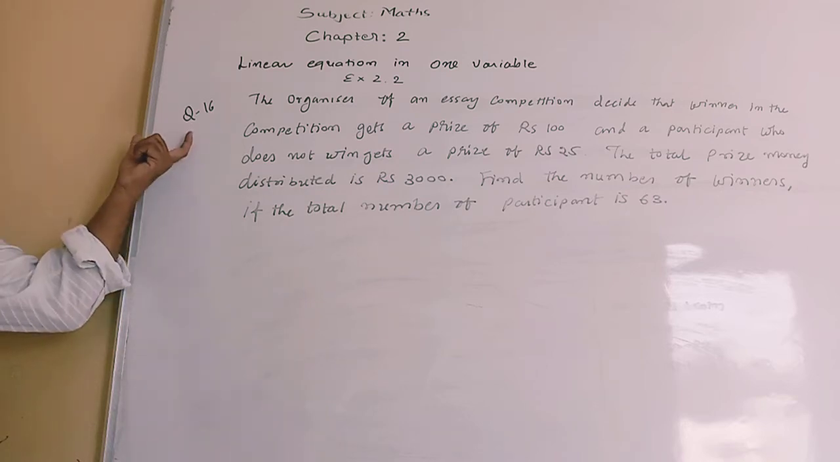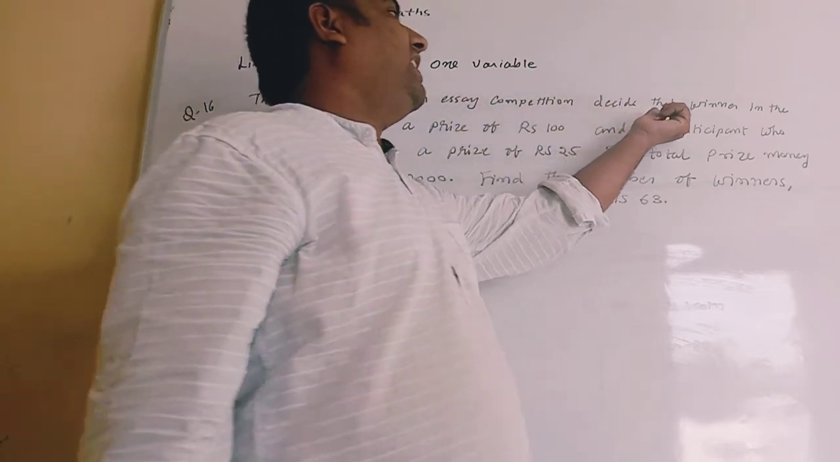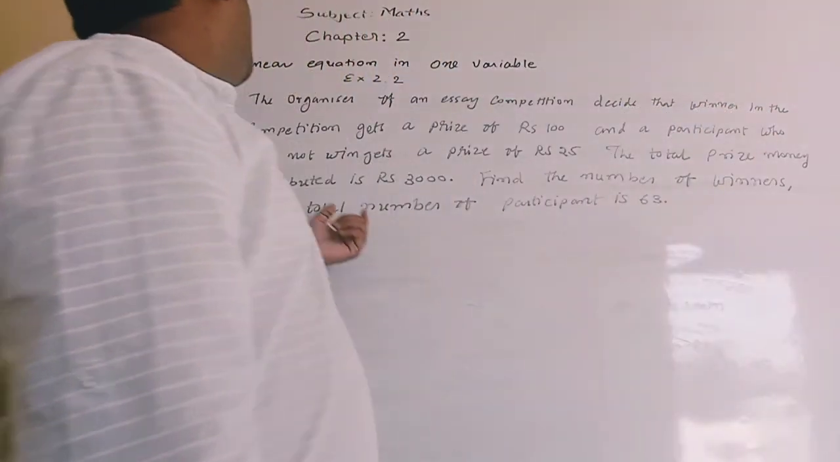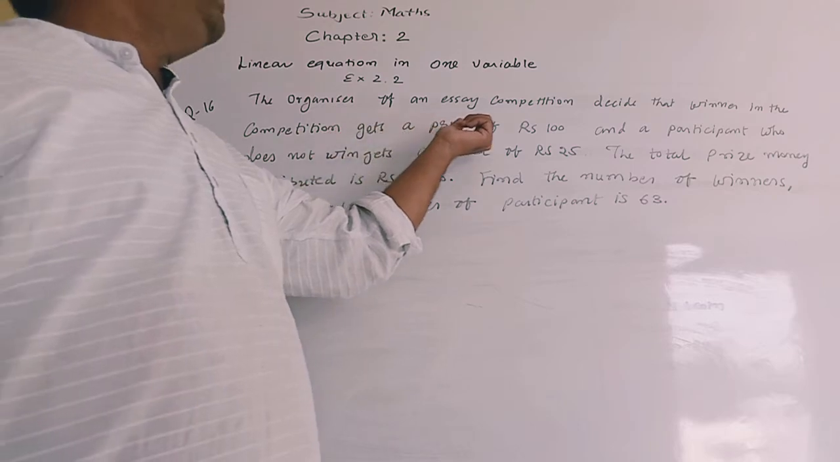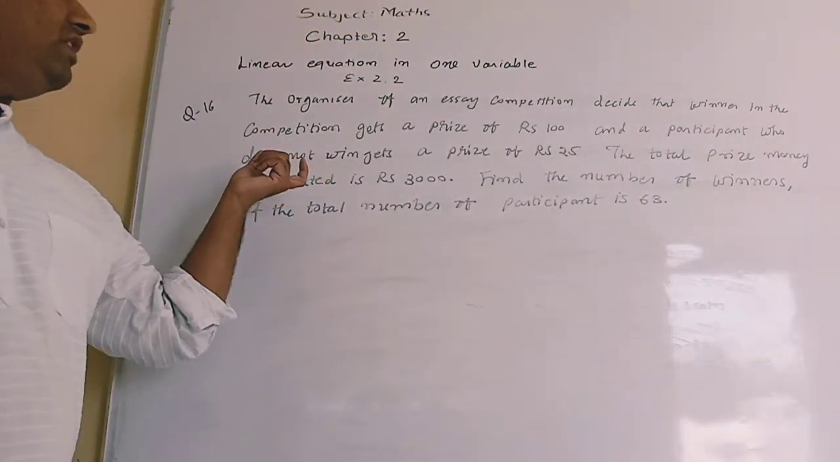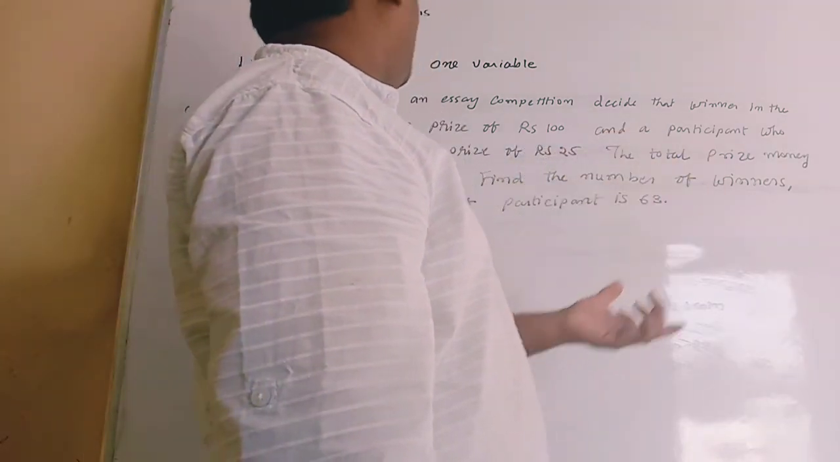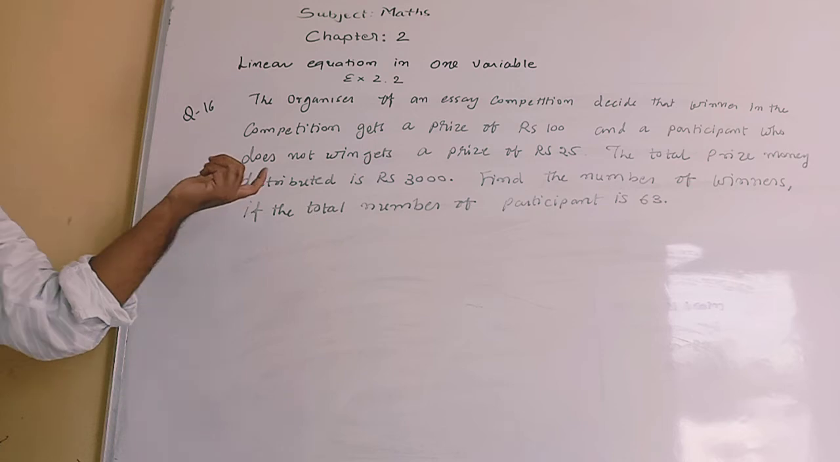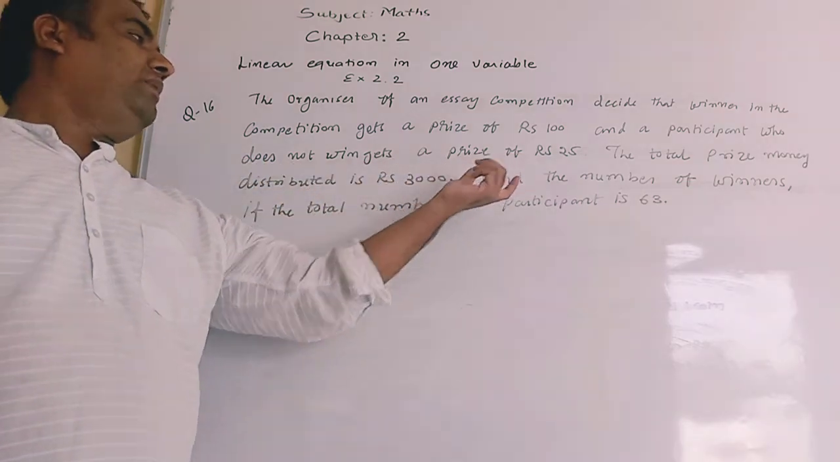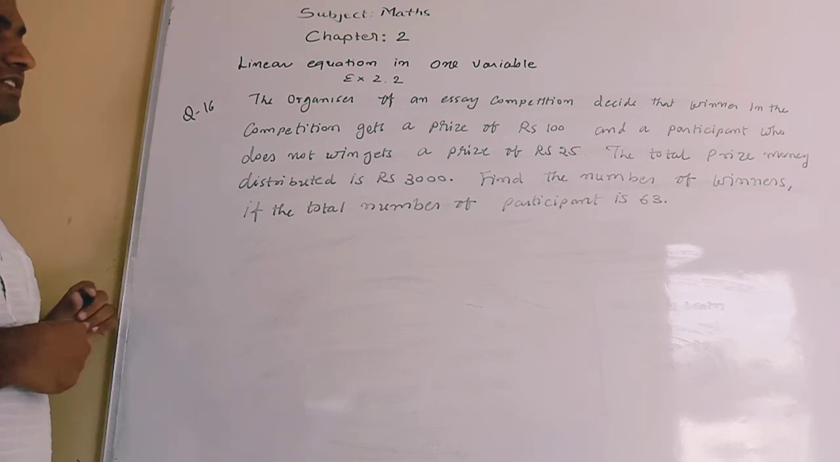We have question 16. The organizer of an essay competition decides that the winner in the competition gets a prize of rupees 100, and a participant who does not win gets a prize of rupees 25. The total prize money distributed is rupees 3,000. Find the number of winners if the total number of participants is 63.